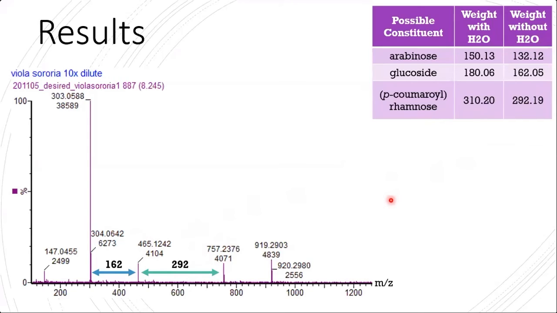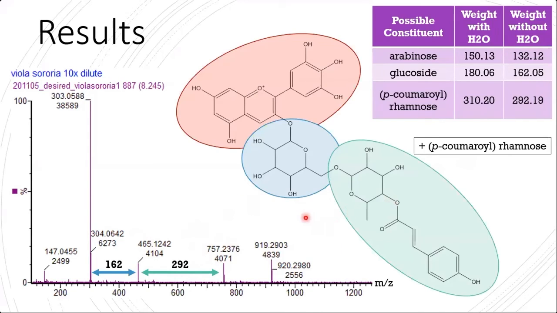So we will now add it to our forming molecule. We still have here our backbone, our glucoside, and now the most likely place for this rhamnose to add would be right here. So here we're adding our second constituent. Now we have one more constituent to go.